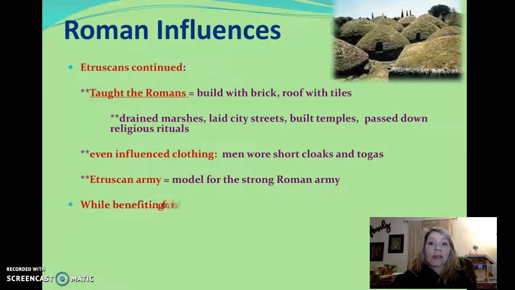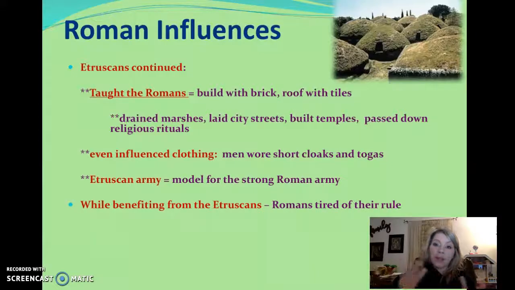The Etruscan army, like we mentioned earlier, was quite strong, okay? And the Roman army, once we get started, that's their starting point. They're going to copy the Etruscan army, and then they're going to copy the Greek army, and they're going to try to figure out how to become more powerful.